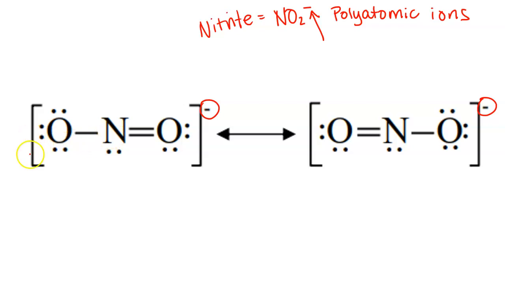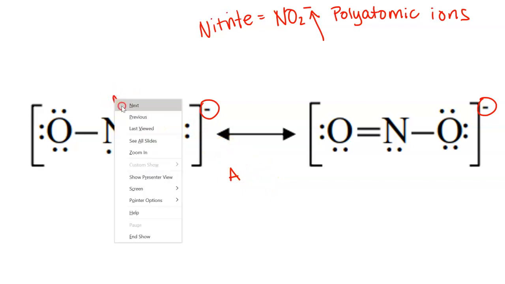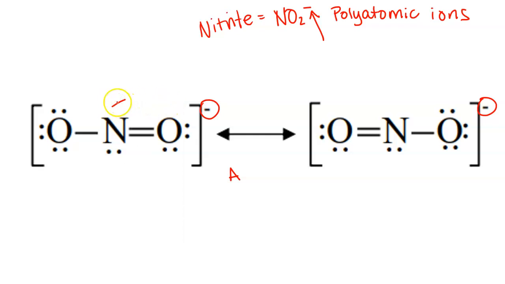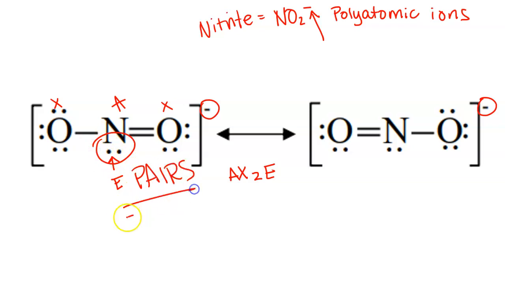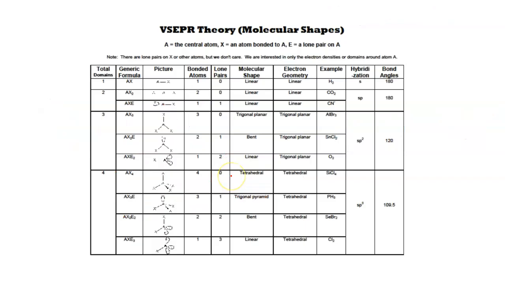Let's find it on the chart. So we have an N, which is our A. Then we have 2 outer atoms, an X and an X. And then right here, we have an E, because there's only one lone pair. We're talking about pairs, not anything else, just pairs. So our AXE notation is AX2E, and that is what we're going to look for on that chart.